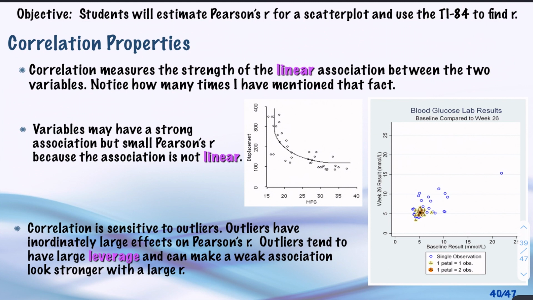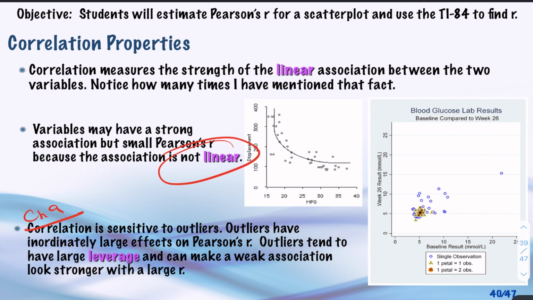Again, correlation measures the strength of a linear association between two variables. Notice how many times I've mentioned that fact. I want this to be in your head. Variables may have a strong association, but small Pearson's r because the association is not linear. Likewise, correlation is sensitive to outliers. Outliers have inordinately large effects on Pearson's r. Outliers tend to have large leverage. See Chapter 9 if you want to see more detail about things that are outliers and have leverage.